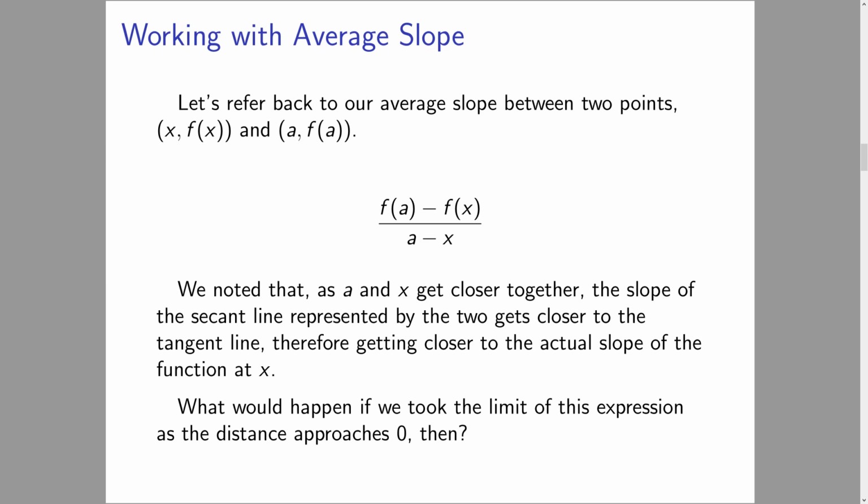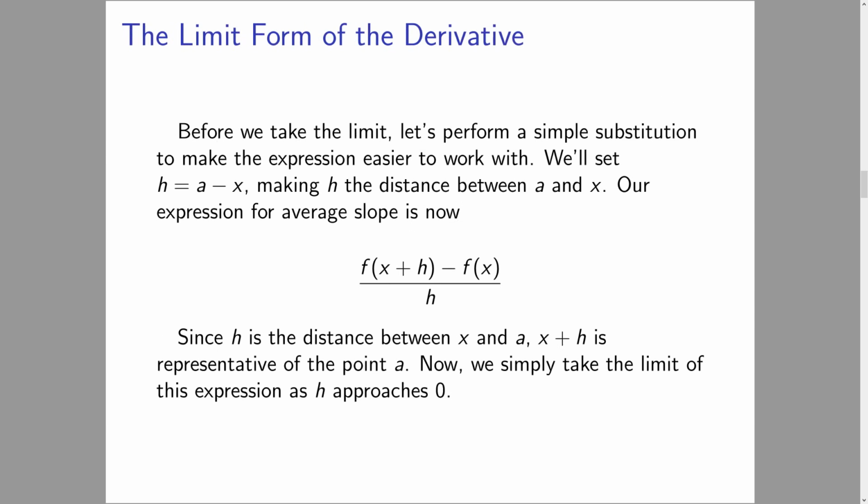Therefore, it gets closer to the actual slope of the function at x. What will happen if we take the limit of this expression as the distance approaches 0? Before taking our limit, we need to find a proper definition for what slope really means. Our equation comes directly from the slope of a secant line, where rise over run is determined by the x's and y's of the function. Our difference in x, being a minus x, is represented as the letter h, and it stands for a small difference in x as we approach a certain limit.